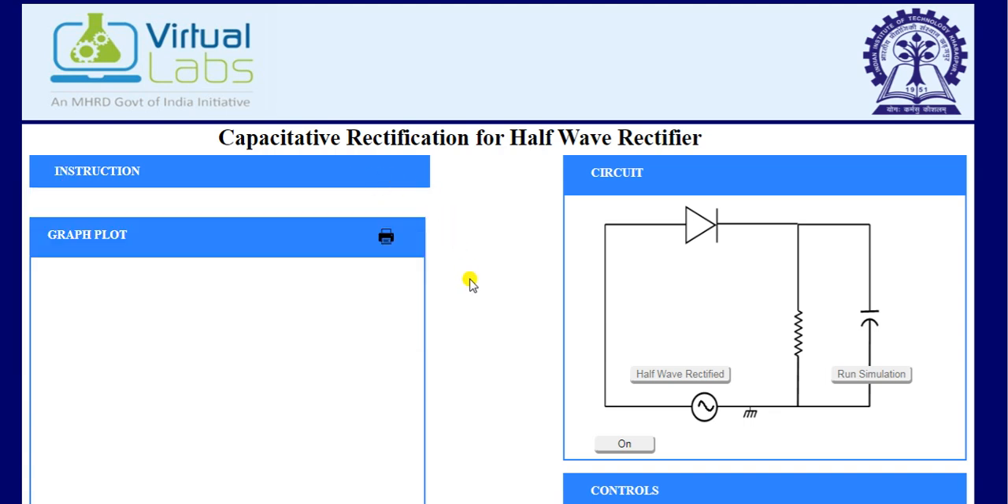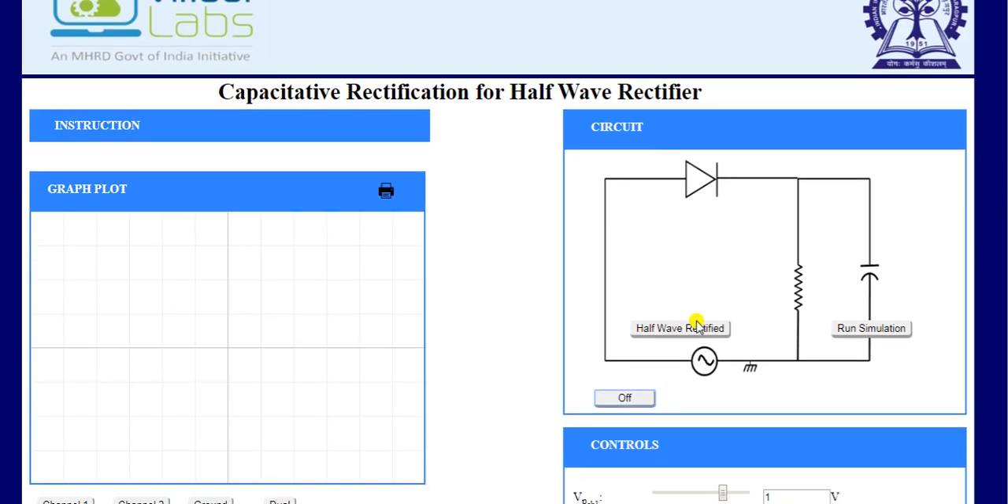So let's start by clicking on the button, then apply a half wave rectified output. So this is the output of the half wave rectifier. This is the output of the positive half wave rectifier.